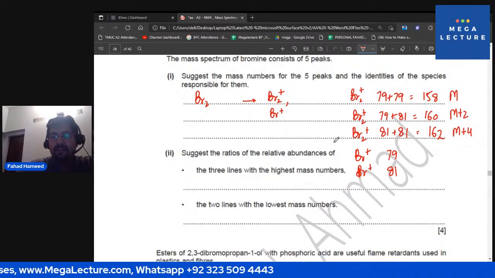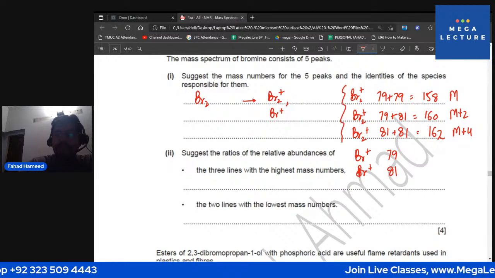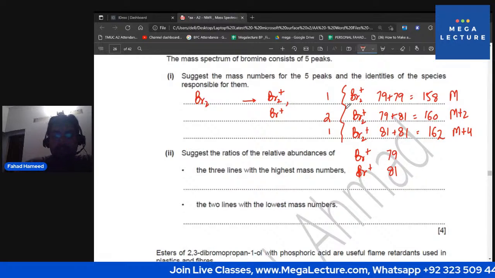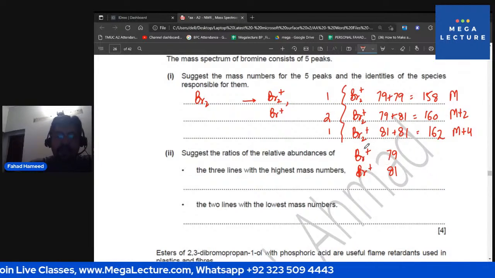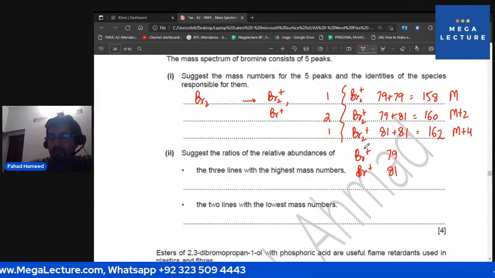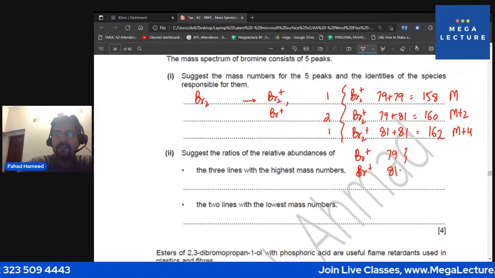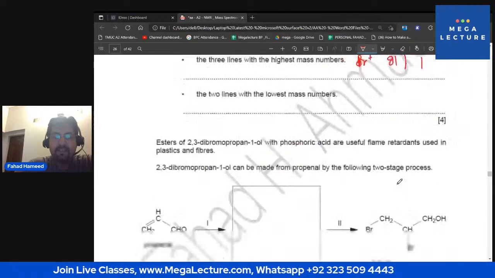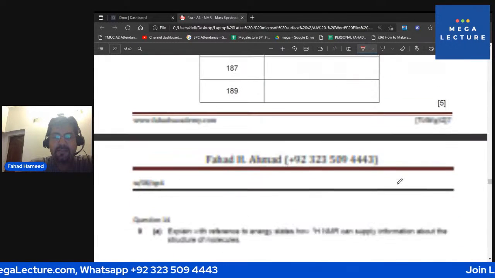We did talk about the ratio of getting M, M plus 2 and M plus 4. It's 1 to 2 to 1. We did calculate this in the notes. So 1 to 2 to 1. And what's the probability of getting Br plus 79 and 81? The 2 lowest masses would have equal probability. It's going to be 1 to 1. They have equal chances of getting detected. So that's about it. Let's see if we spot any other question.